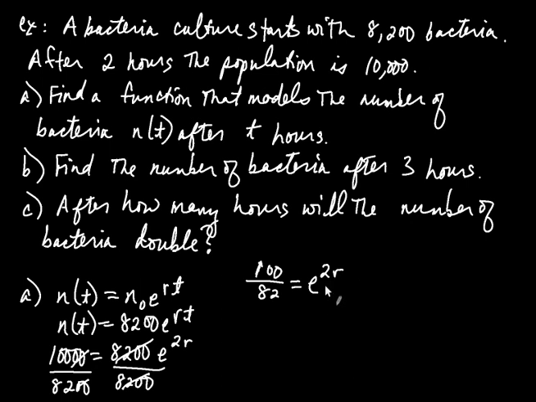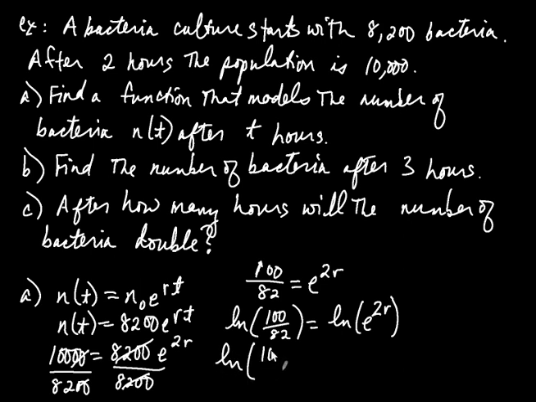Do you remember how to solve an exponential equation? Well, whenever what you're looking for is in the exponent, you take the log of both sides to bring it down. Now, because the base is e, we're going to use the natural log. So the natural log of 100 divided by 82 is equal to the natural log of e to the 2r. And then what happens is this is just 2r by the cancellation property. So the natural log of 100 divided by 82 is equal to just 2r. That's why we did it.